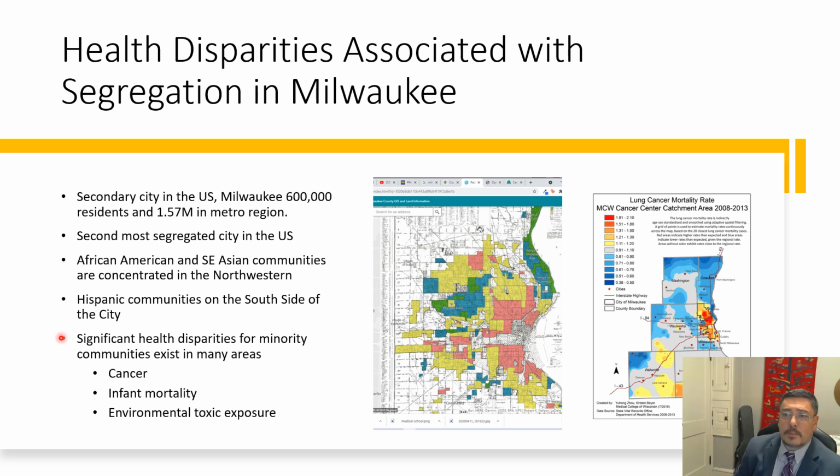And there are significant health disparities for minority communities in many different health areas, including cancer, infant mortality, and environmental toxic exposure. You can see a historical map here of redlining, sort of enforced segregation, and that has had significant impacts in terms of many of the diseases that I mentioned. So lung cancer mortality here, you can see on the northwest side of the city, and also on the south side of the city has much greater incidence than for some of the communities that are primarily white along the edge of the city next to Lake Michigan.